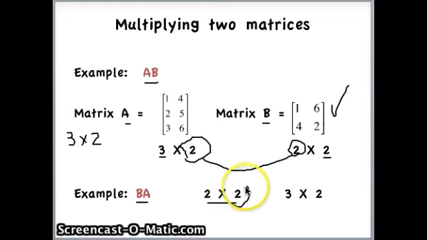Notice that the columns of matrix B do not match the rows of matrix A. So therefore we know that we cannot perform this multiplication problem. Make sure you check whether you can perform the multiplication problem before you actually do it.